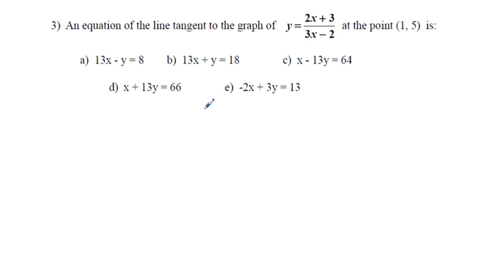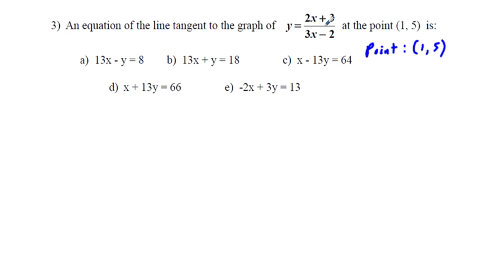And so an equation of the line tangent to the graph of y equals the quotient (2x plus 3) over (3x minus 2) at the point (1, 5) is, well, first of all, to find the line tangent we need two things. We need a point and a slope. We'll just verify that our point is (1, 5). If we plug in 1 to this function, we have 2 times 1, which is 2, plus 3, that's 5 in the numerator, and 3 times 1 is 3 minus 2 in the denominator, that's 1. 5 over 1 is 5. So that checks out. So our point is going to be exactly that coordinate pair, (1, 5).